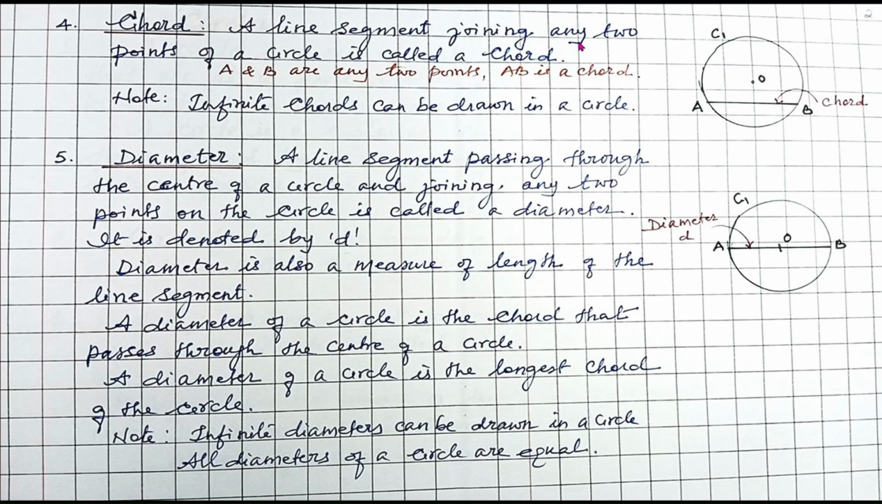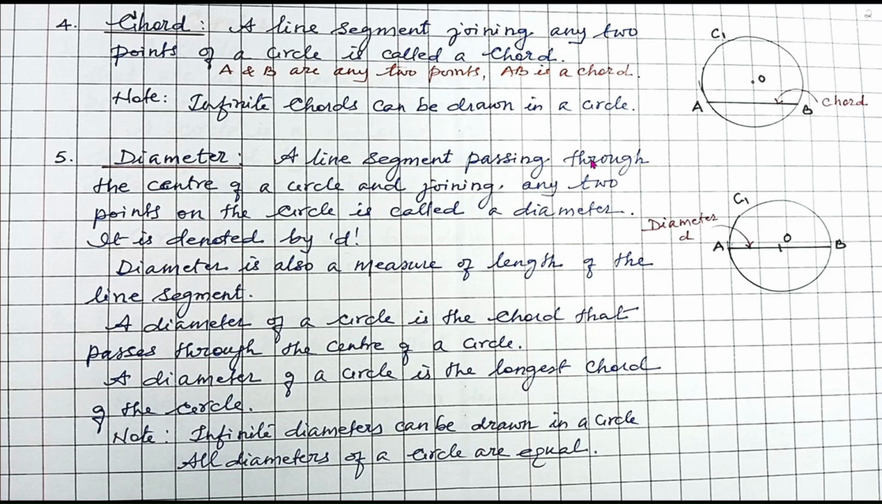Now, what is a chord? A line segment joining any 2 points of a circle is called a chord. So we have a circle C1 here. A and B are any 2 points on the circle. If AB is joined by a line segment, then AB is a chord. Infinite chords can be drawn in a circle. Please remember that.